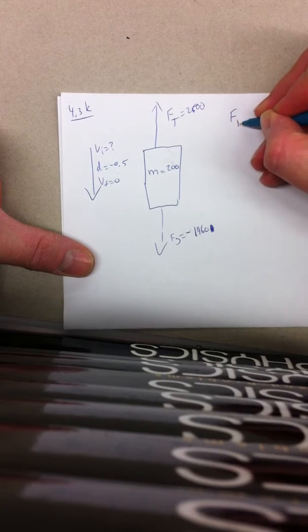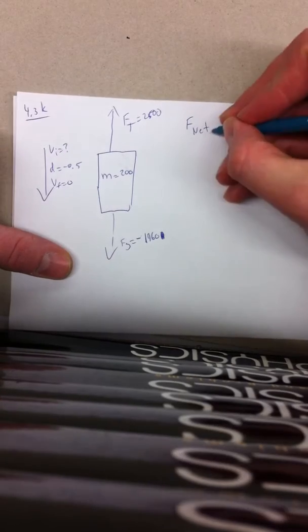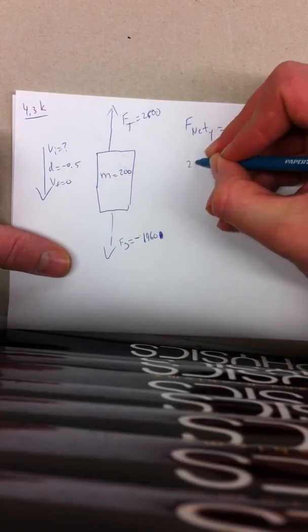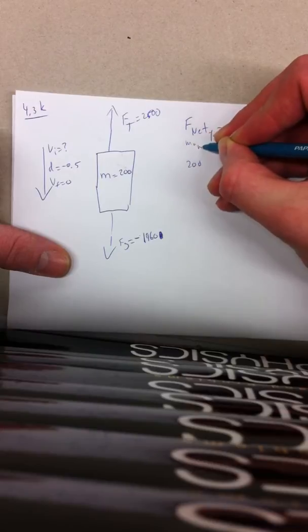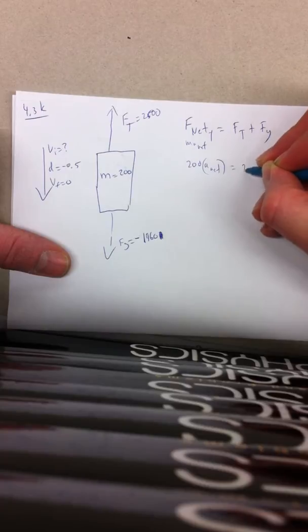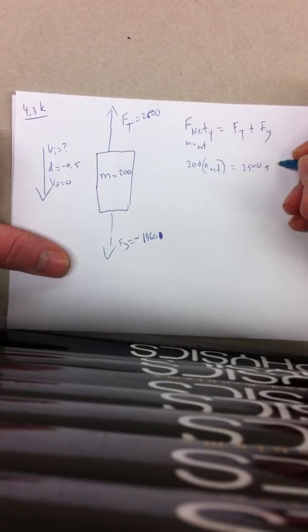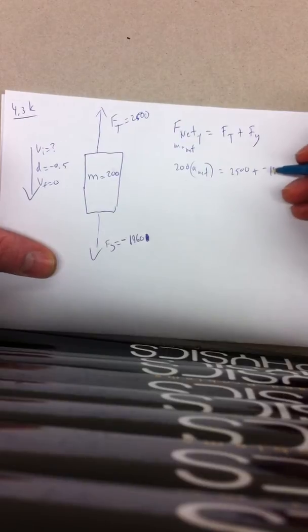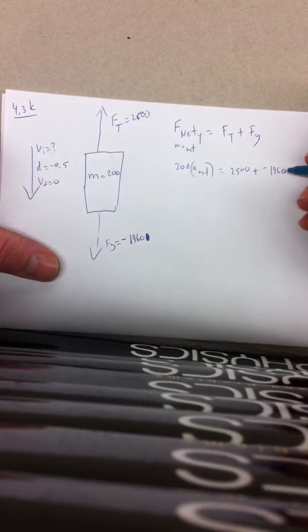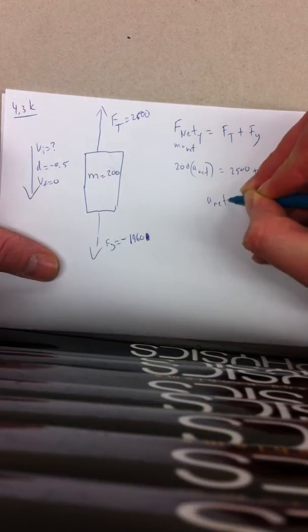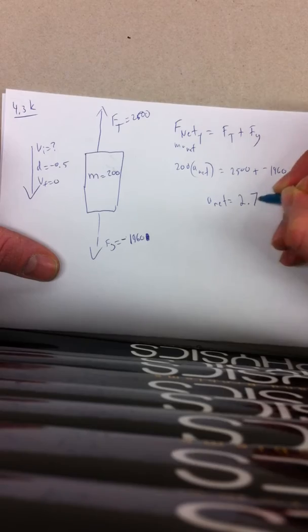All right, so let's go right to the force diagram, or the force equation. F net y is equal to Ft plus Fg. So I'm going to change that to ma net. So 200 A net is equal to 2,500 plus negative 1960. So 2,500 plus negative 1960 is 540, and then divide that by 200. So A net comes out to be 2.7.